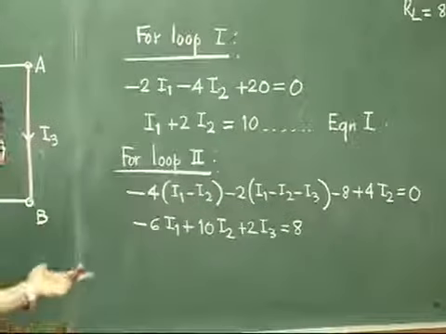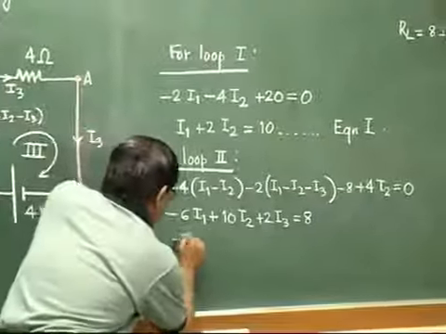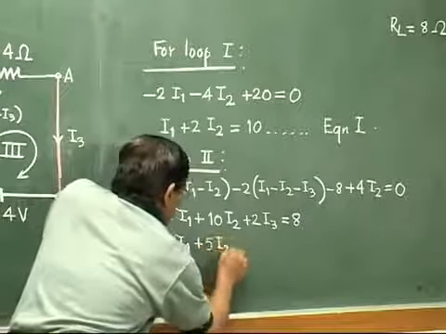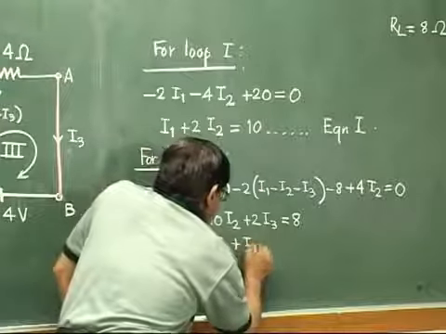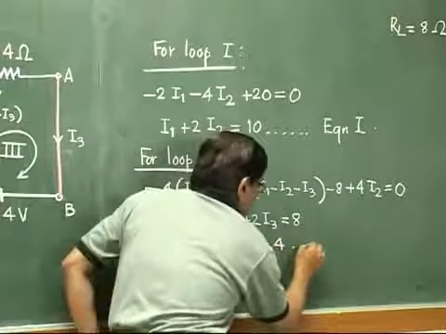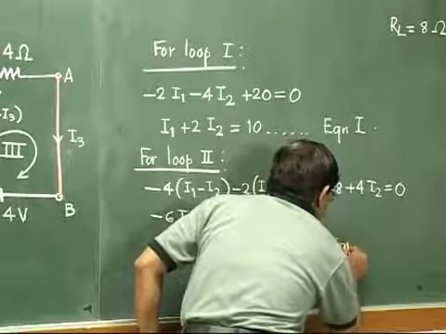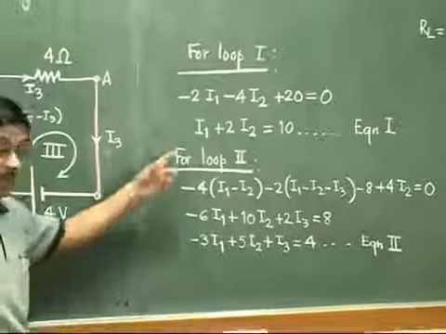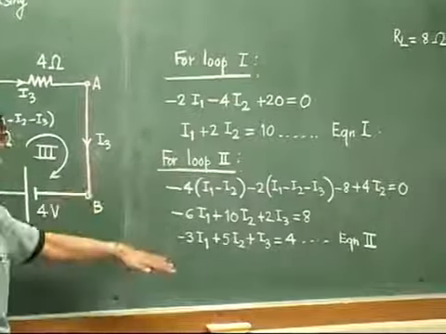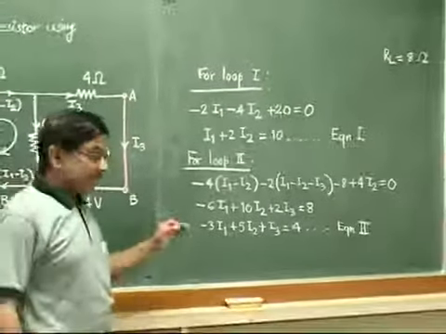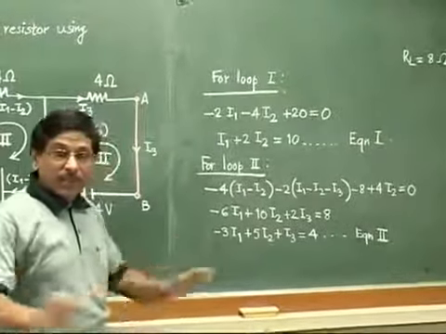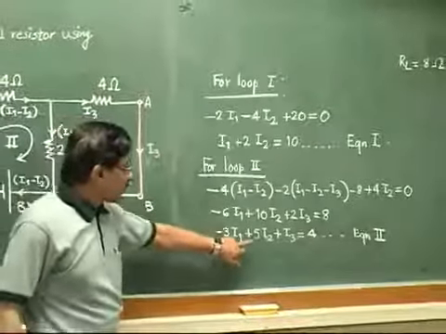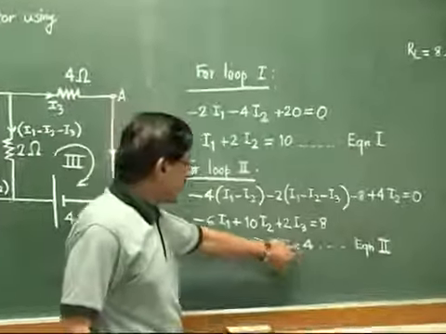Further we can simplify if we divide by 2. So it will be minus 3I1 plus 5I2 plus I3 equal to 4. So we can say that this is our equation 2. Okay. So let us every time check whether we are writing properly in each step. Otherwise, making a mistake of even a simple sign, plus or minus, would make our entire solution wrong. So dividing by 2, minus 3I1 plus 5I2 plus I3 equal to 4.